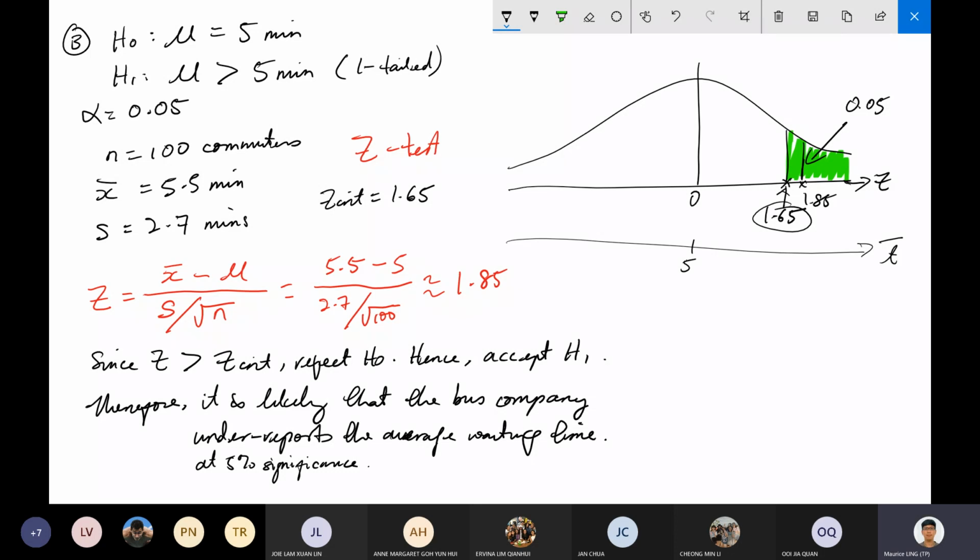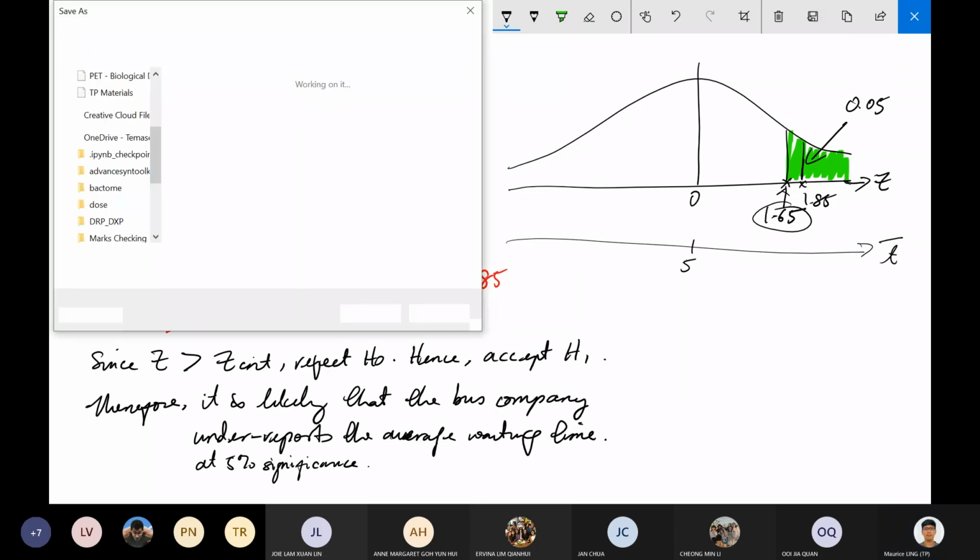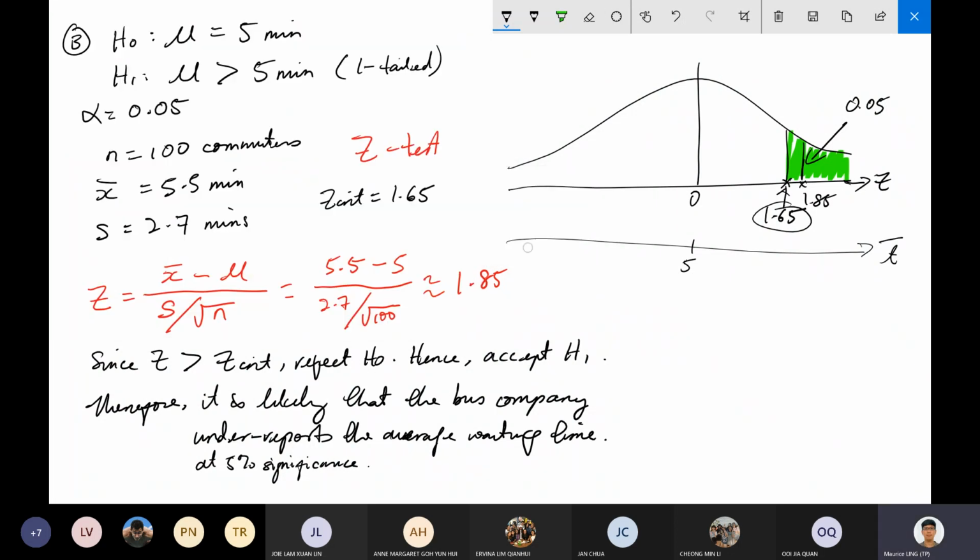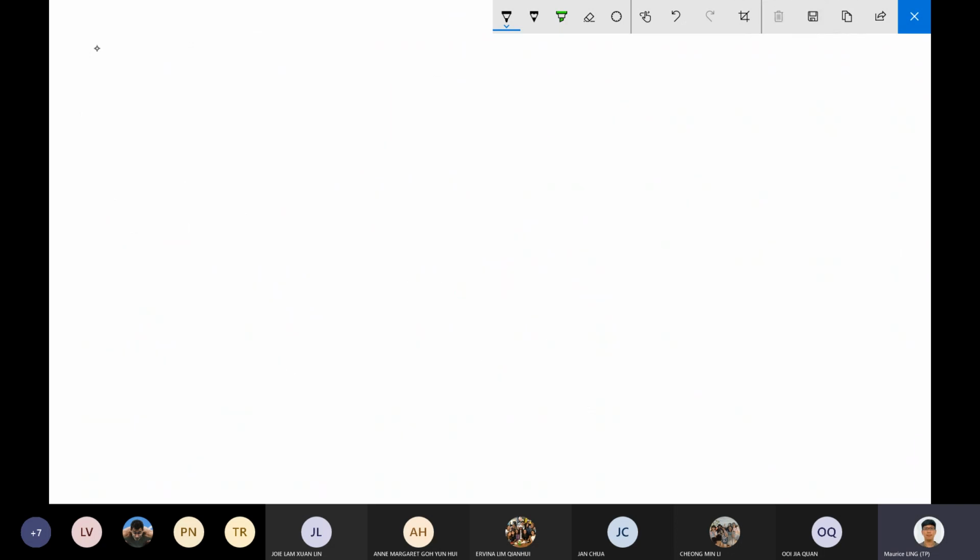Okay, so that's question 3. Let's go through. Anybody done question 4 already? Quickly, question 4. What is your null hypothesis? The average pull-up equals 7. Alternate? Correct, greater than 7.